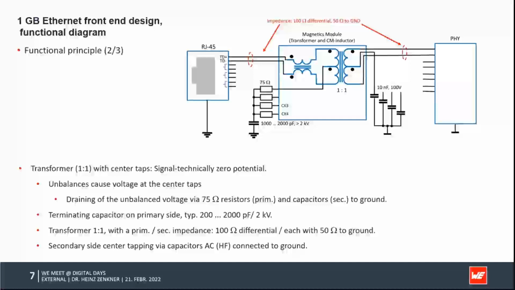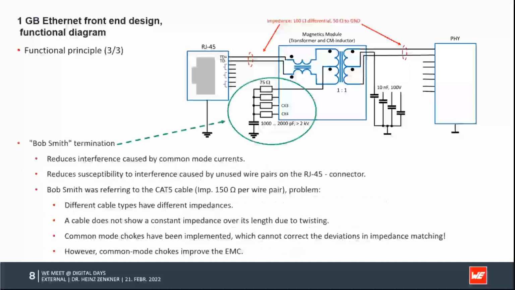As mentioned before, the Bob-Smith termination, as it is called in the literature, means that each of the channels, four of them here, has its center tap connected via a 75 ohm resistor. They are connected together and then go via a capacitor to what we call the shield ground on the left-hand side. This should reduce interference caused by common mode currents, because we have a kind of symmetrization by the center tap here.